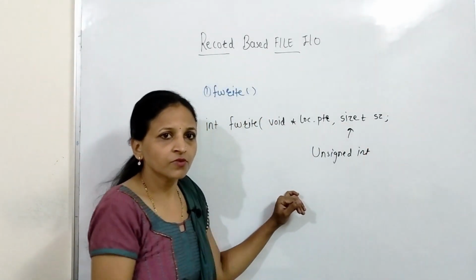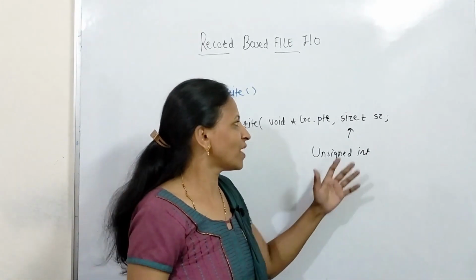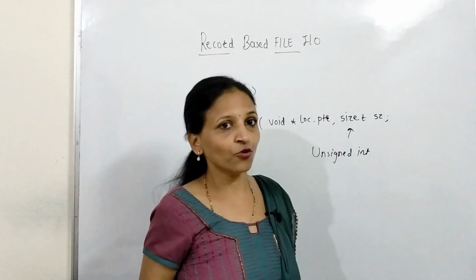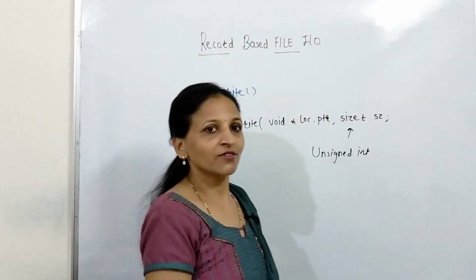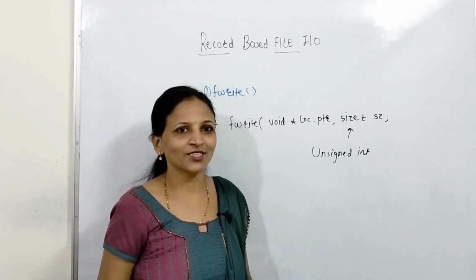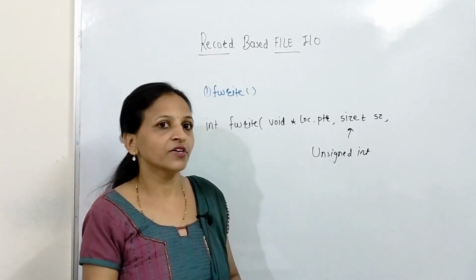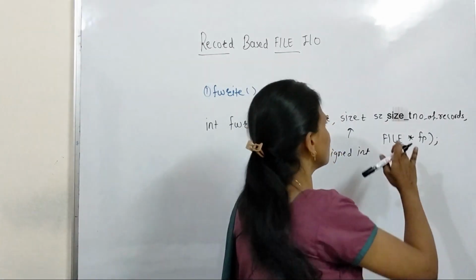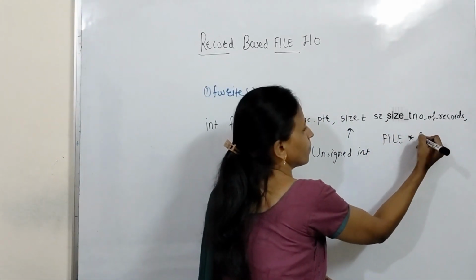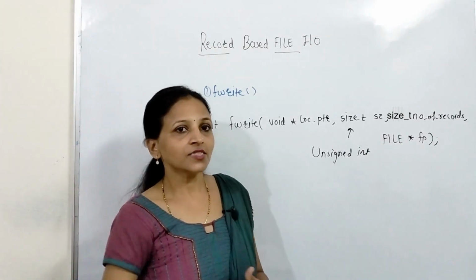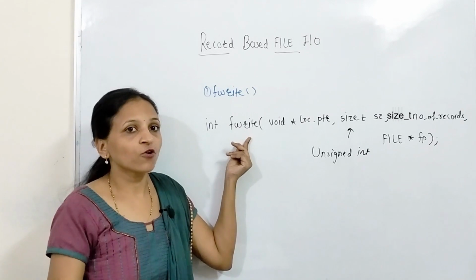Unsigned integer means what? It will always be positive. Sign is not there, which means you cannot pass any negative value here. Of course, whatever the size of that record, whatever you want to store inside a file, that will always be a positive value. Then third, how many records you want to store, that is the number of records, is again non-negative. And the last one is of course the file pointer. Getting? This is nothing but the syntax of using the fwrite function to write a record to a file.